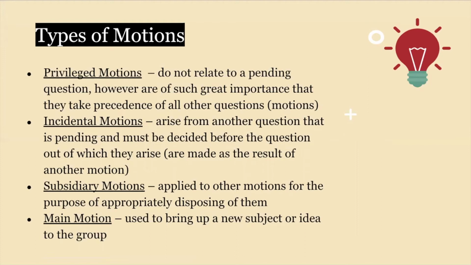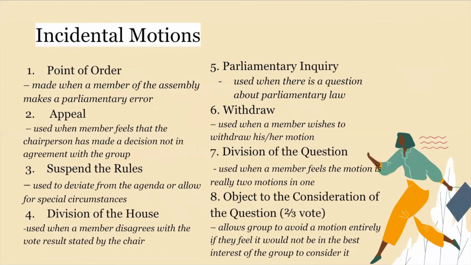So incidental motions are motions that arise from another question that is pending and must be decided on before the question out of which they arise. So this is made as a result of another motion. Incidental motions are things like, let's point an example. So it's like something that we could look at as an appeal.